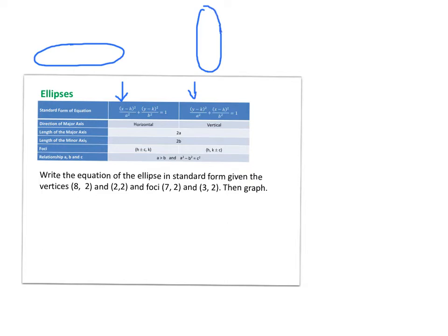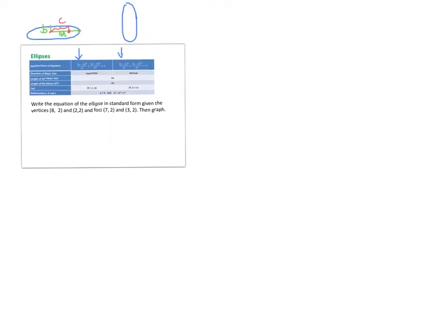And in general, for ellipses and hyperbolas, it's all about finding a, which is the distance from the center to a vertex, b, which is the little one, and also c, which is the distance to your foci. So this would be c, and this would be a point where your focus is. If you can identify (h, k), which is your center, a, b, and c, you can write the equation. So let's go through and do that for this particular problem.